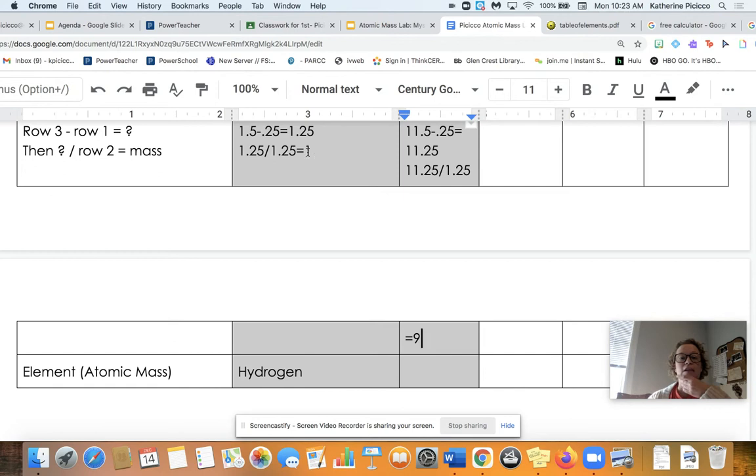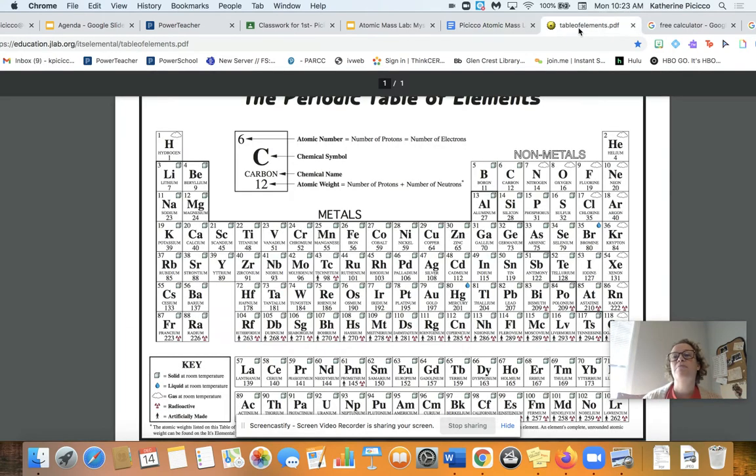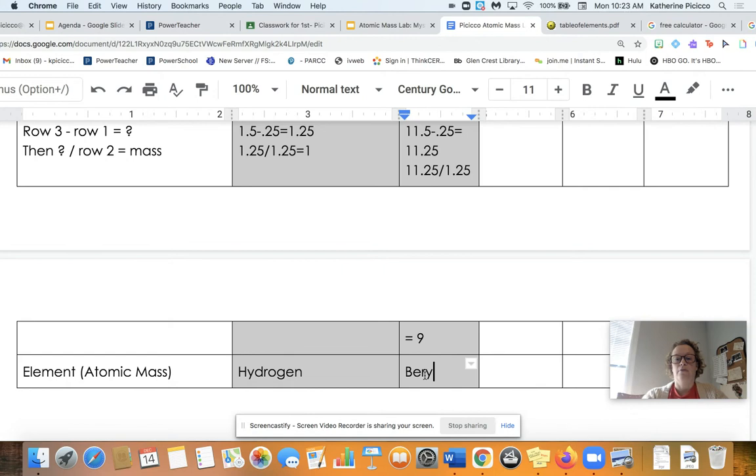So now, just like I did with hydrogen, I have to find an atom on the periodic table that has a bottom number atomic mass of 9. So I'm going to look at my periodic table and I'm going to look for a bottom number of 9. And there it is. Bottom number is 9. That's beryllium. So I'm going to type that in, beryllium. Okay, and that's my mysterious atom B. Okay, let's do one more example together, then I want you to try it on your own and finish it and turn it in. Let's try C.